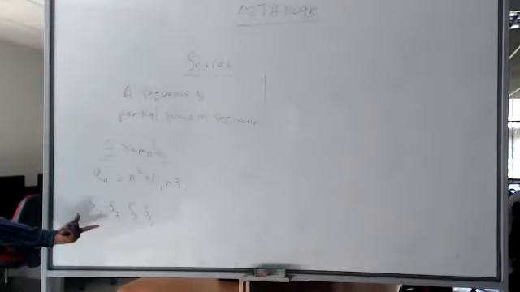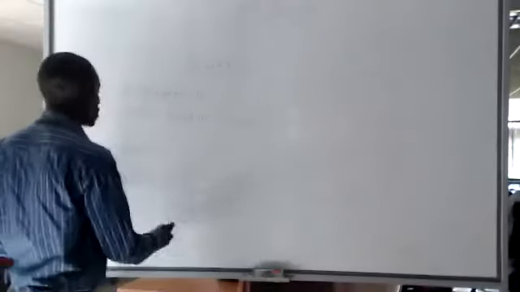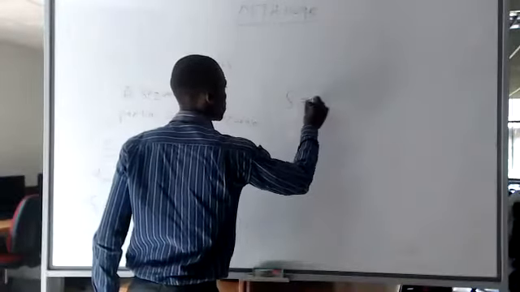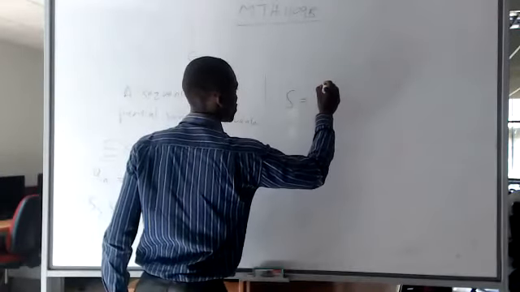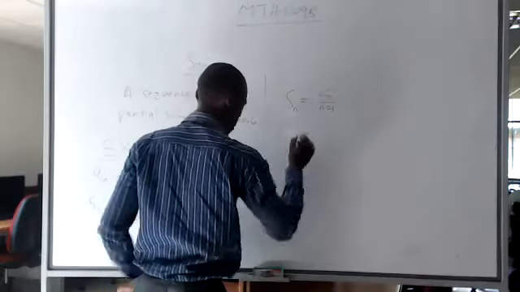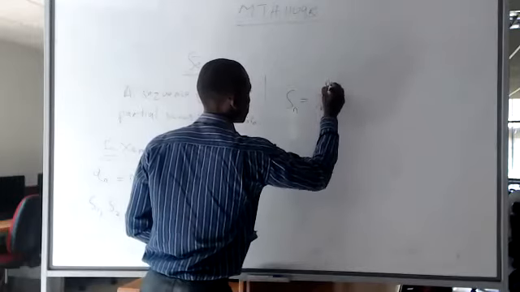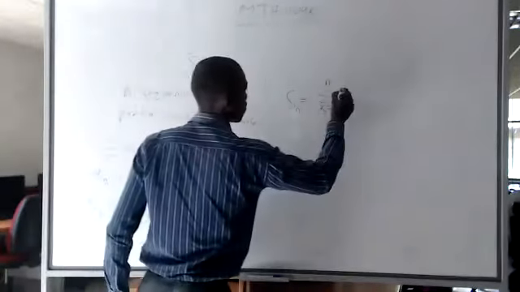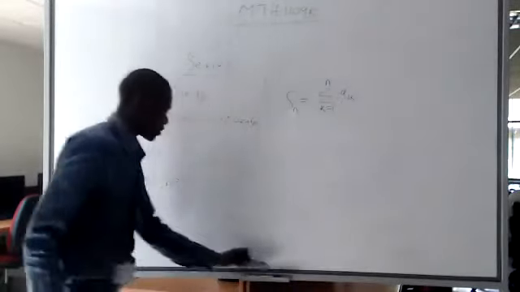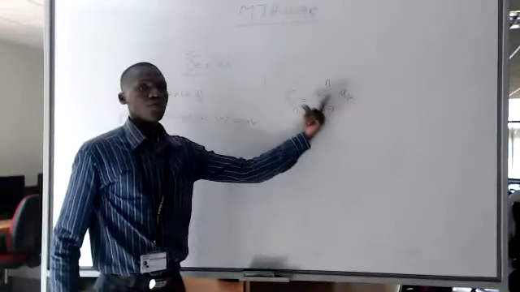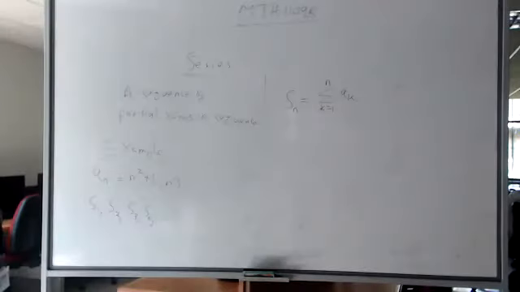In general, this can be denoted as S_n, the sum from k equals 1 to n of a_k. So this will give you a sequence of the partial sums.